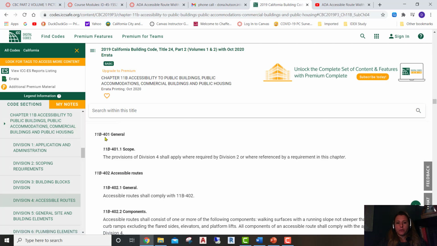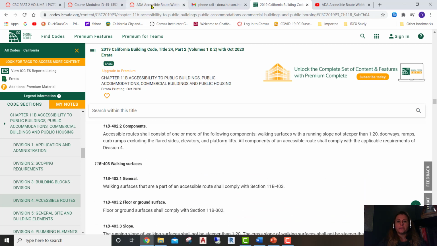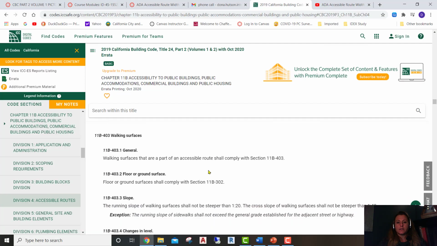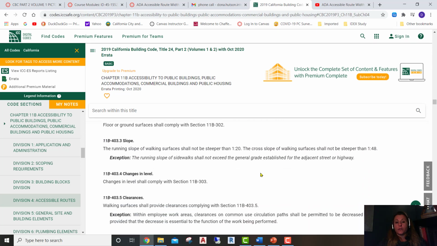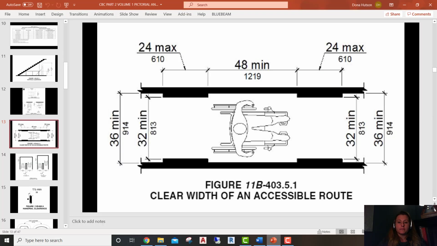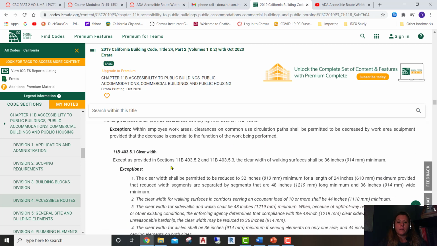Now we have more information and we can read about it. 11B-401 general, 402 accessible routes. Well, we're looking for 403. Let's go back. Okay, 403 walking surfaces, 403.1. And I believe we're looking for 403.5. Okay, very good. So we found it. 11B-403.5, and our last is .1. 403.5.1 Clear width. Perfect. We've found it. Except as provided in sections 11B-403.5.2 and 11B-403.5.3, the clear width of walking surfaces shall be 36 inches minimum.